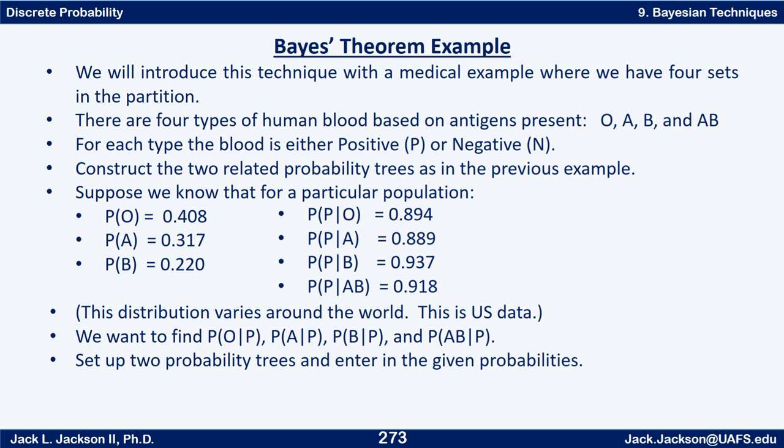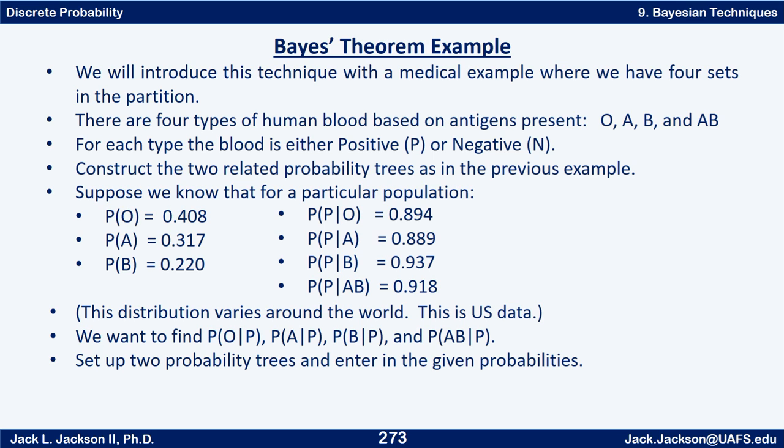Okay, so let's say we have a medical example here that we're going to work with. We know there are 4 types of human blood based on the antigens present. We have O, A, B, and AB. So those are 4 separate types. They're non-overlapping types, and they actually partition the set of blood types. Okay, and for each type, they also can be either positive or negative, which gives us actually a total of 8 blood types.